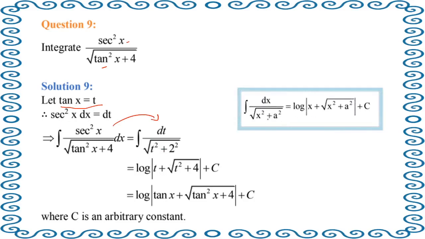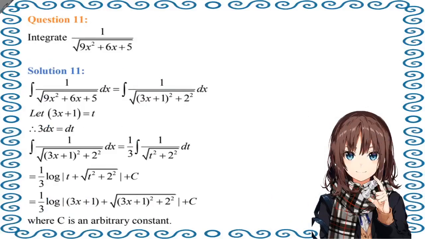Students, this is the format of under root x square plus a square, which is equal to log x plus under root x square plus a square plus c. And this is the answer. Basically, you have to identify which form and format this is. Okay, so this is 8th type.